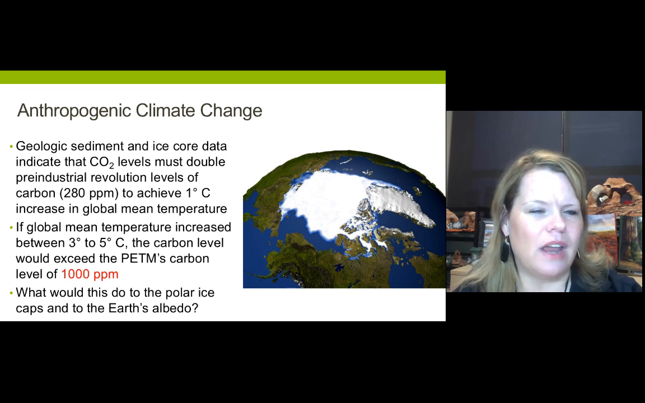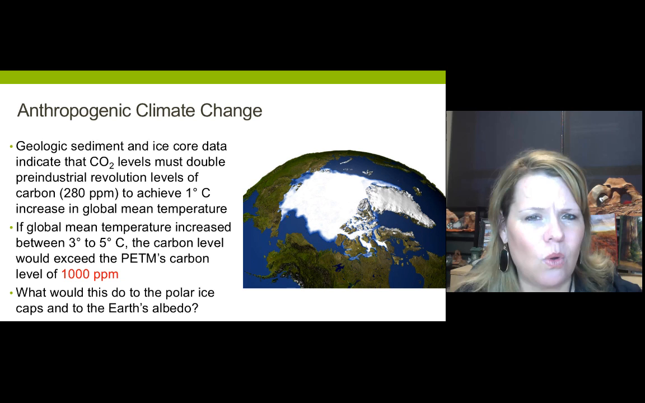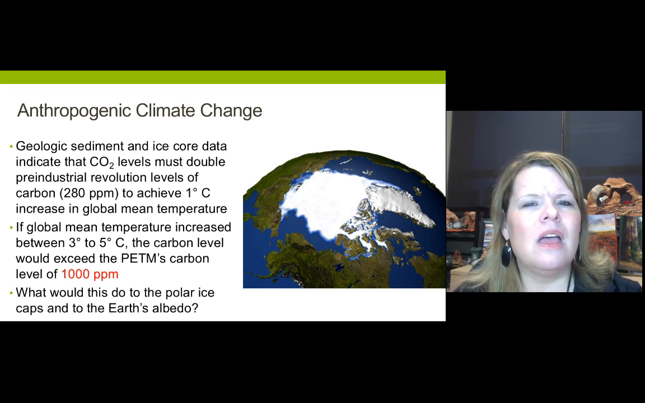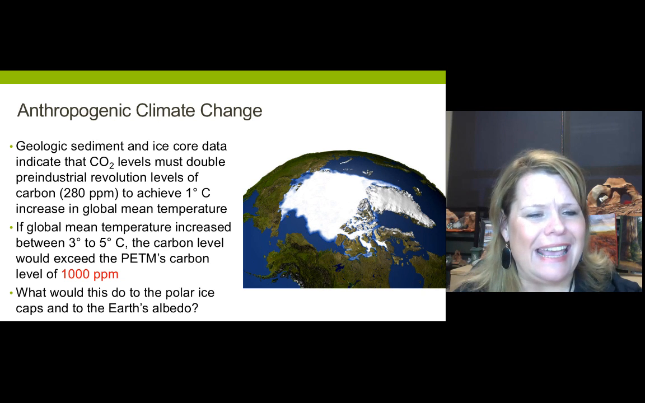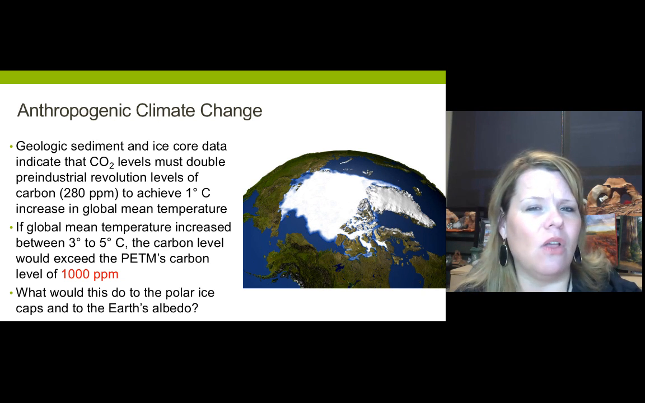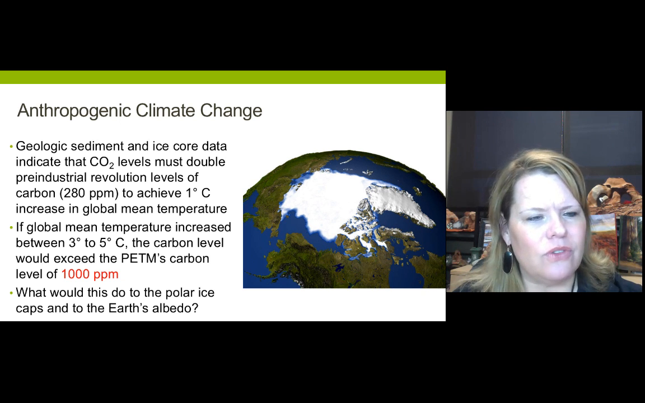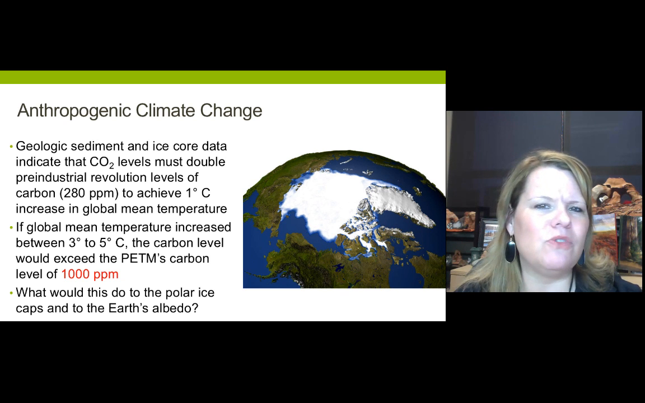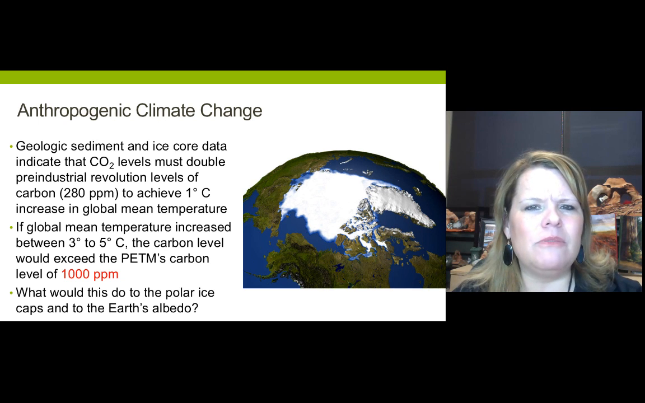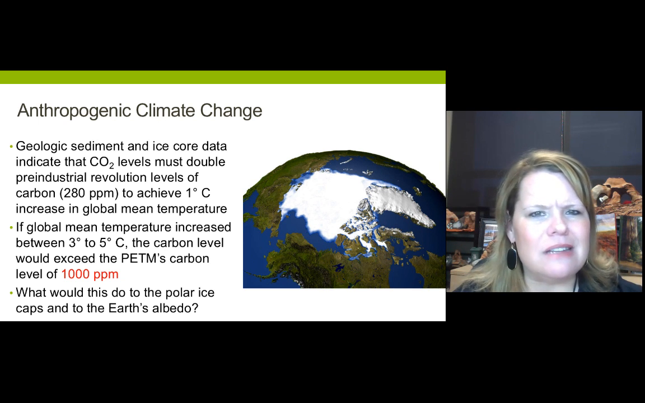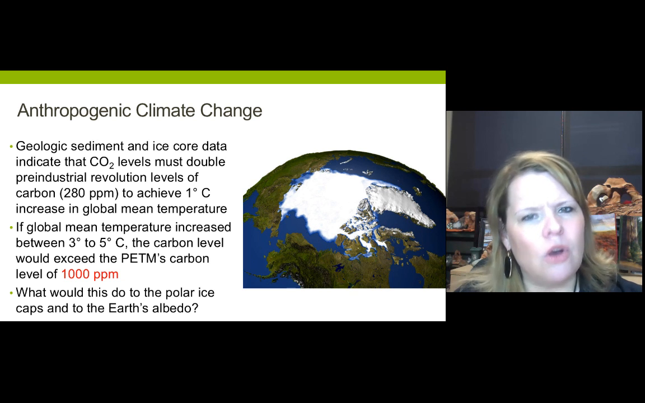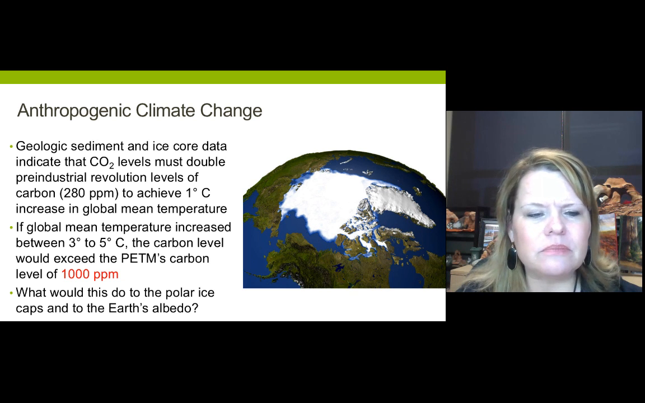Geologic sediment and ice core data indicate that carbon dioxide levels, CO2 levels, must double the pre-industrial revolution levels of carbon. That's 280 parts per million by volume. Let me say that number again. Pre-industrial revolution levels of carbon were 280 parts per million by volume. So what does that look like in time frame? Somewhere in the 1700s, like 1750-ish, when we started using coal as a main source of heating.